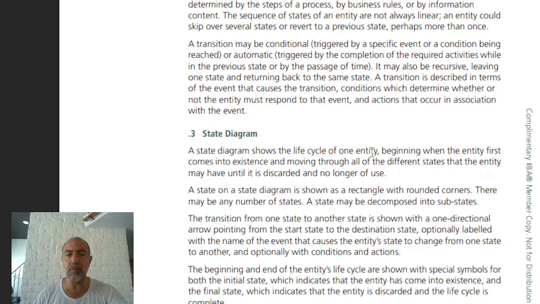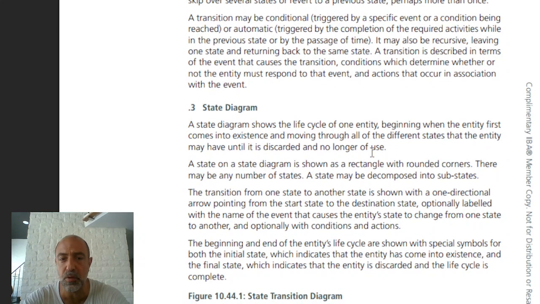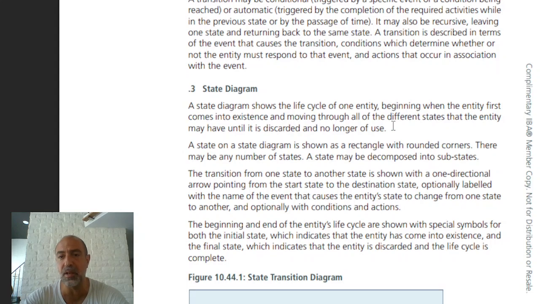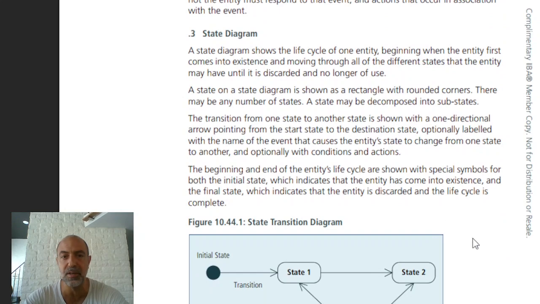A transition is described in terms of the event that causes the transition, conditions which determine whether or not the entity must respond to the event, and actions that occur in association with the event. So the event, the conditions in which the entity must respond, what happened, how is it happening, and how should we handle it, and basically like, what are we doing while it's happening, or for it to be done.